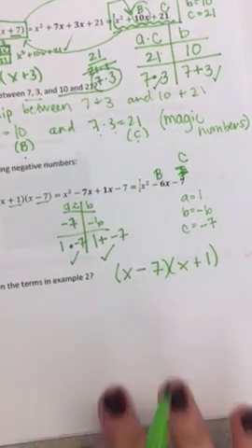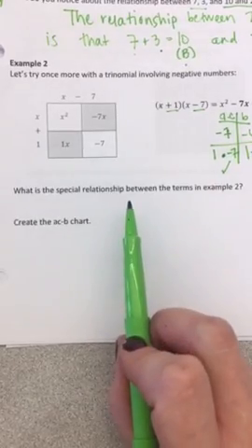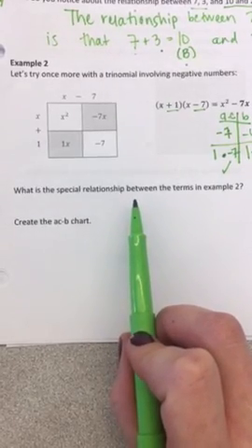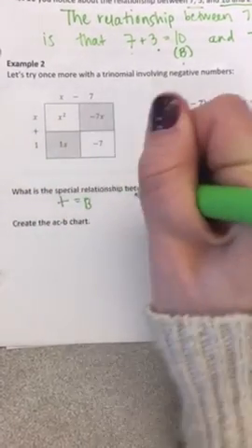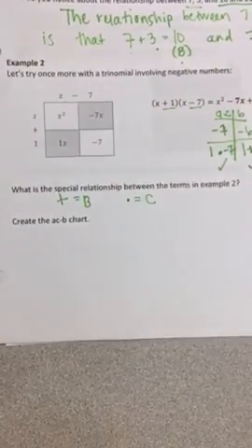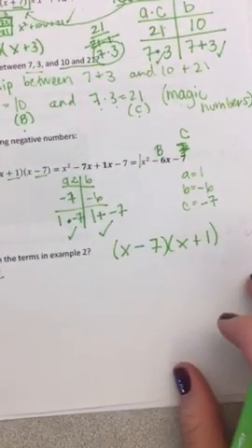+1, +1. So it said, what's the special relationship? Well, we've discussed that it's adding to the B and multiplying to the C. And we already created the ACB chart. So my factored form would be x minus 7, x plus 1.